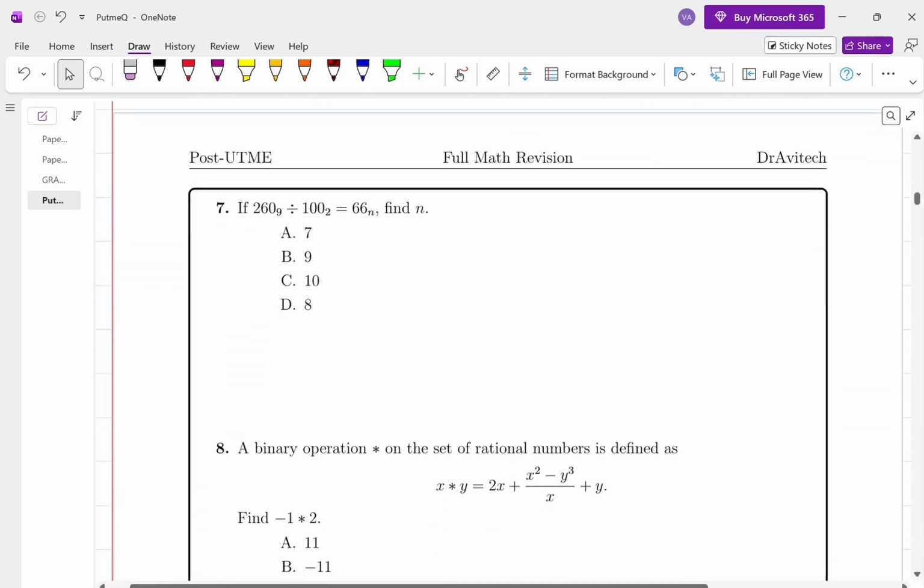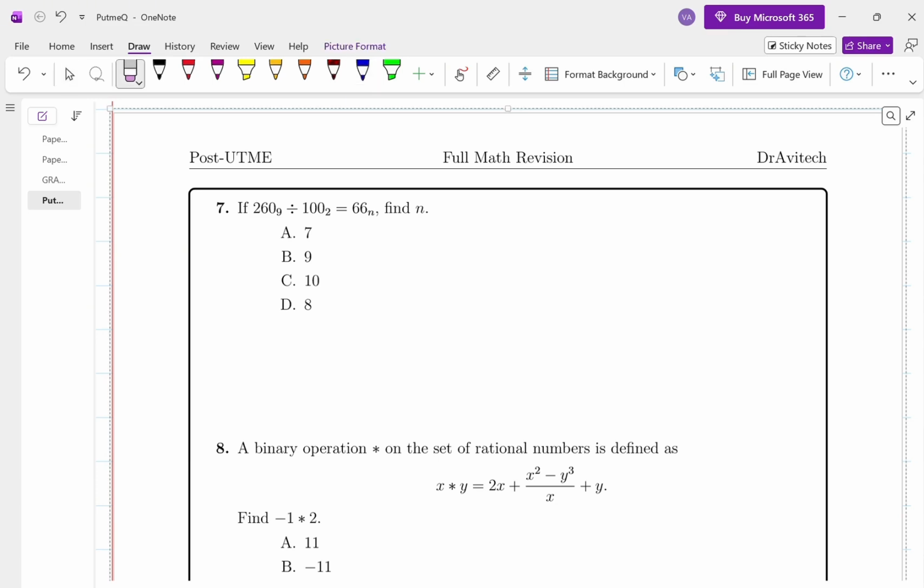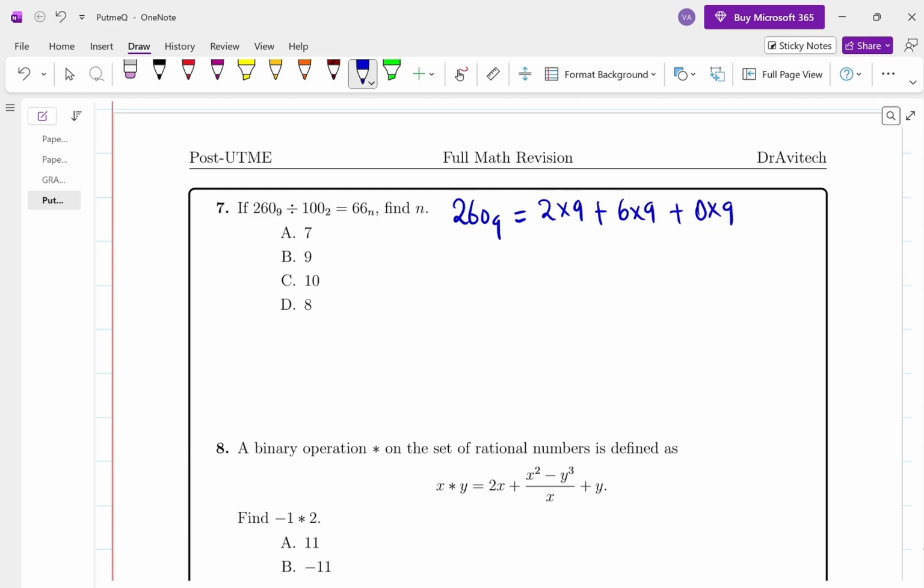Question 7. If 260 base 9 divided by 100 base 2 is equal to 66 base n, find the value of n. The first thing I want to do is convert each of them to base 10. So for 260 base 9, I need to multiply every single digit by powers of 9: 2 times 9 plus 6 times 9 plus 0 times 9, where the powers are 0, 1, 2.